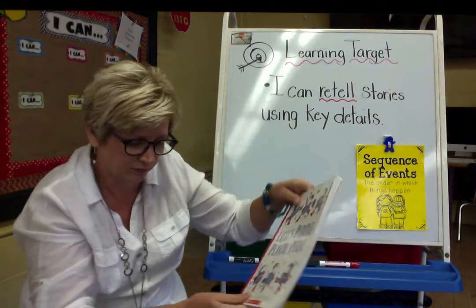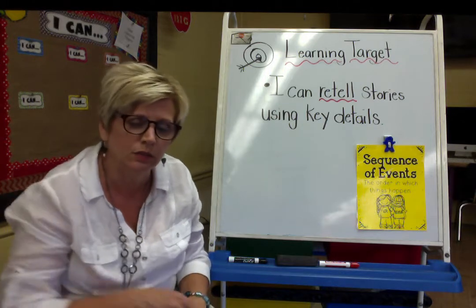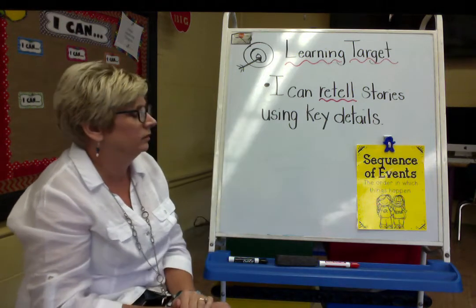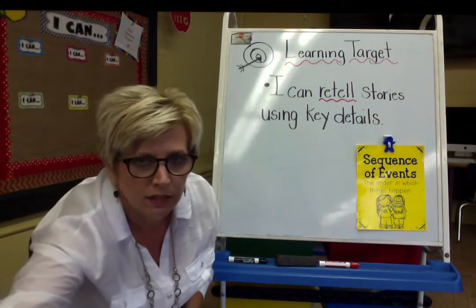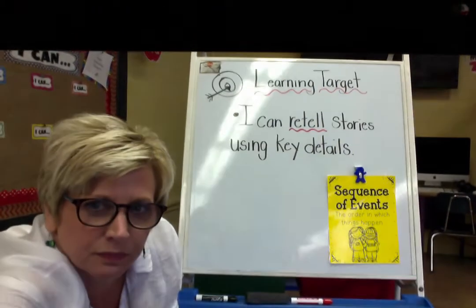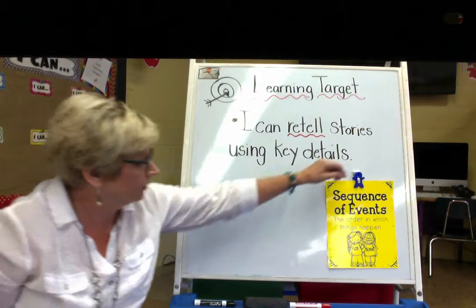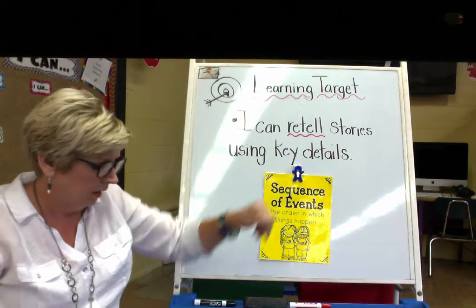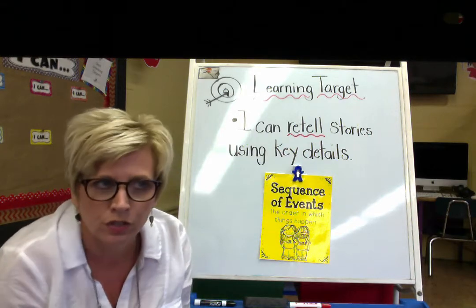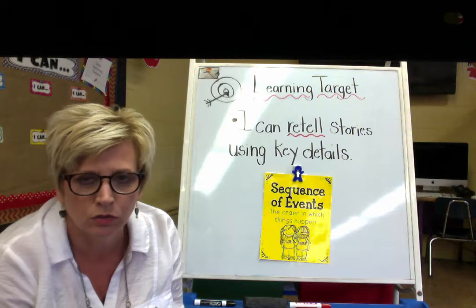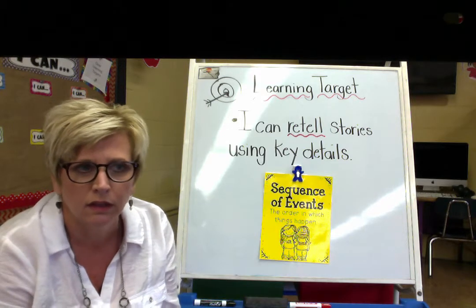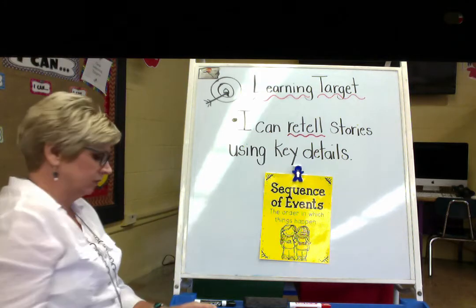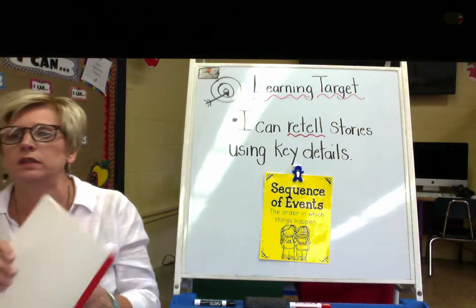Okay, so thinking about retelling. Let's look back at our learning target. I can retell stories using key details. Thinking about sequence of events. Sequence of events: the order in which things happened. So thinking about what happened first in today's story, today's read aloud, what happened next, and what happened last.